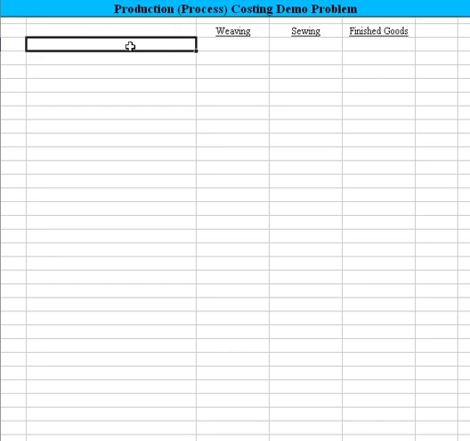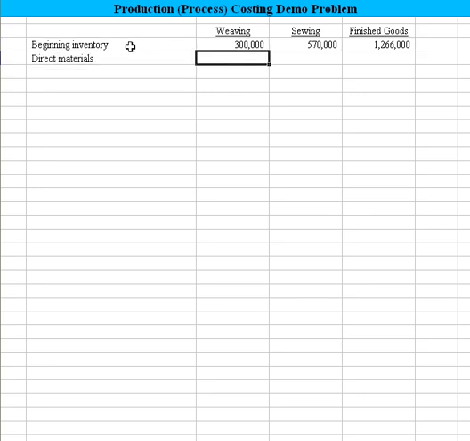Okay, so let's start off by indicating what the beginning inventory is. For weaving, from the problem, we went over 300,000. Sewing is 570,000. And beginning finished goods, also given, was 1,266,000. Okay, then let's add in direct materials. 240,000 came from weaving, 75,000 came from sewing.